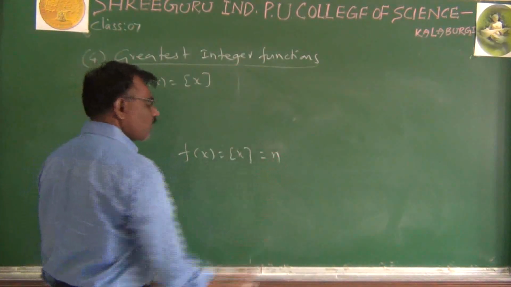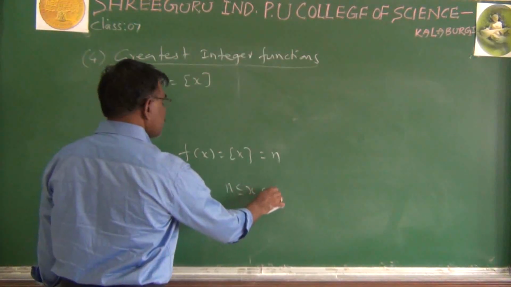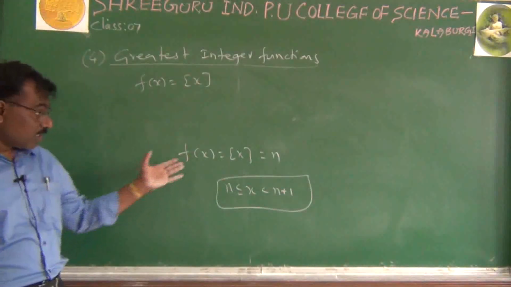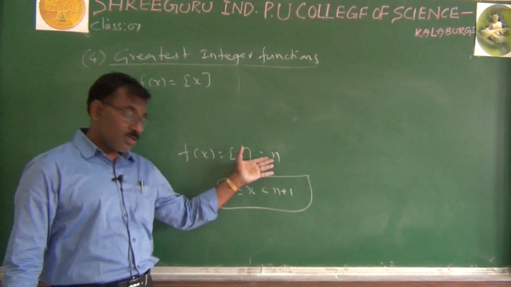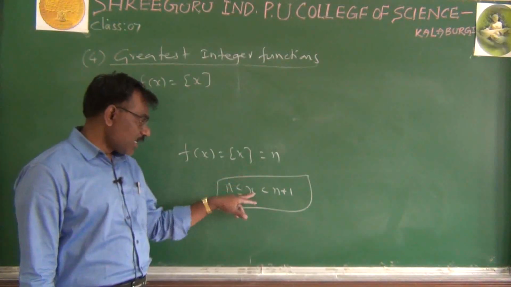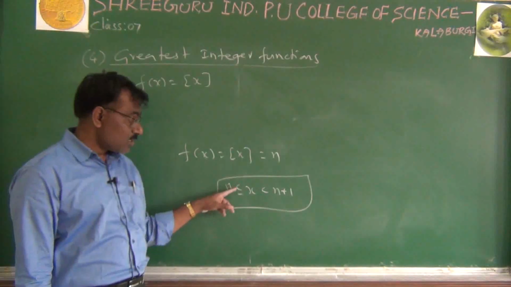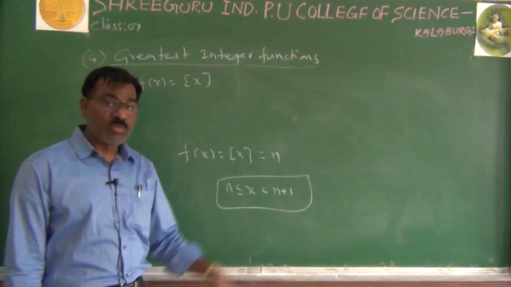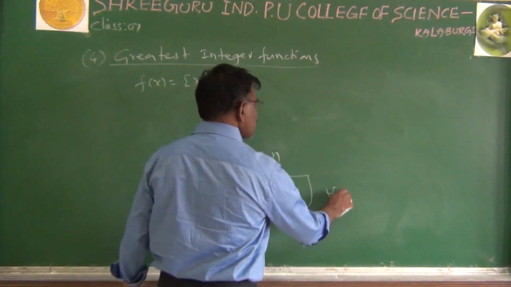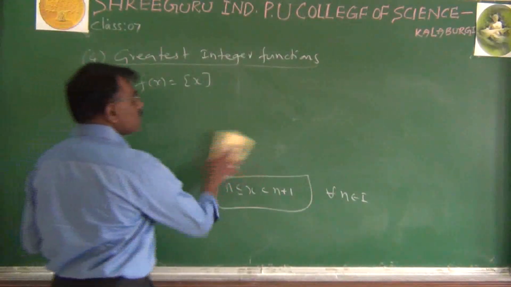If sometimes it is equal to n, so what is n? n less than or equal to x, less than n plus 1. This is very important. When f of x is n, x lies between n and n plus 1. n less than or equal to x, x less than n plus 1. This is called greatest integer. What is n? n is called integer.